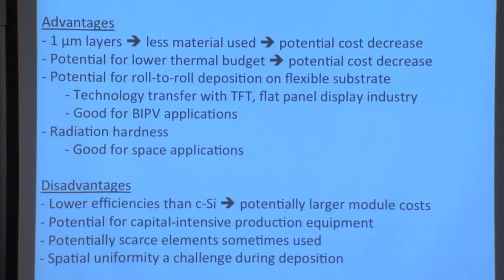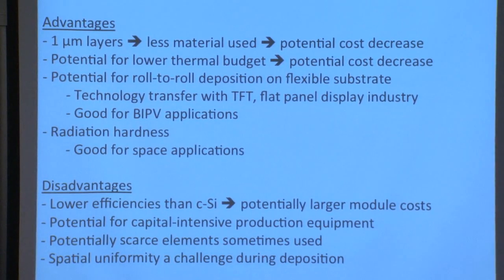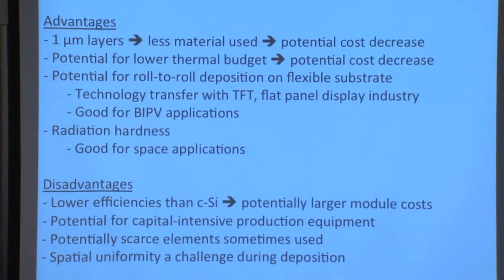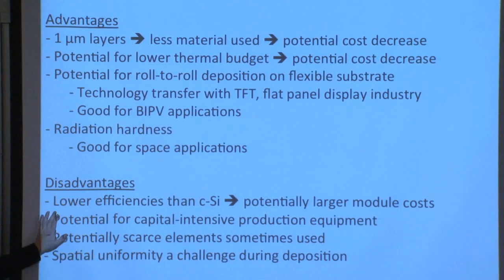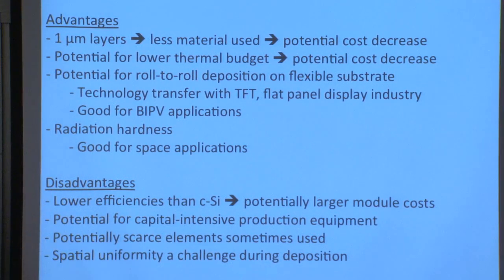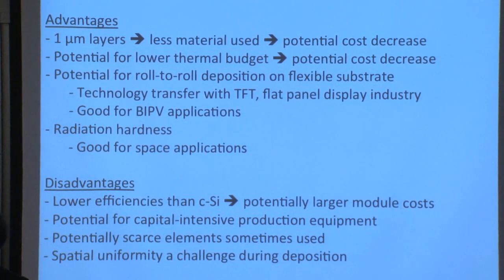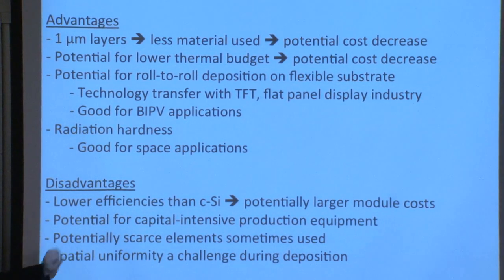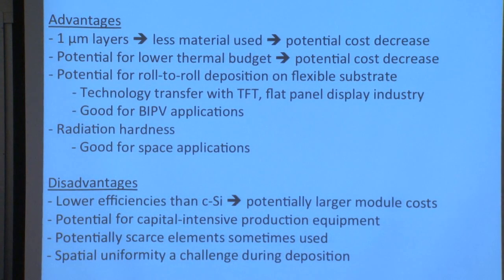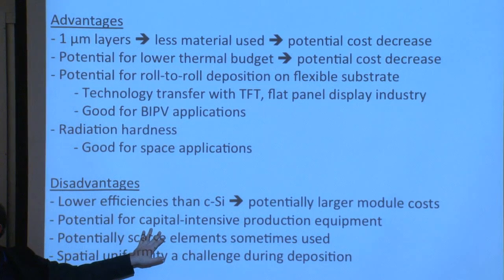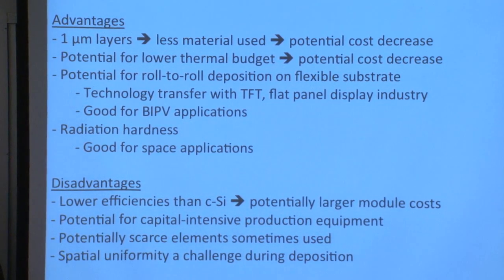The disadvantages, or shall we say, challenges and opportunities for PhD and master's students: lower efficiencies than crystalline silicon, potentially larger module costs. If you're able to improve the performance of these thin film materials, wow, you have now equivalent performance of crystalline silicon, but at much lower cost. Good for you. You have a marketable product. Potential for capital-intensive production equipment. Not all of the production equipment is as low cost and as low thermal budget as simply printing on a piece of paper. As a matter of fact, that's one of the more avant-garde and R&D type of deposition processes.